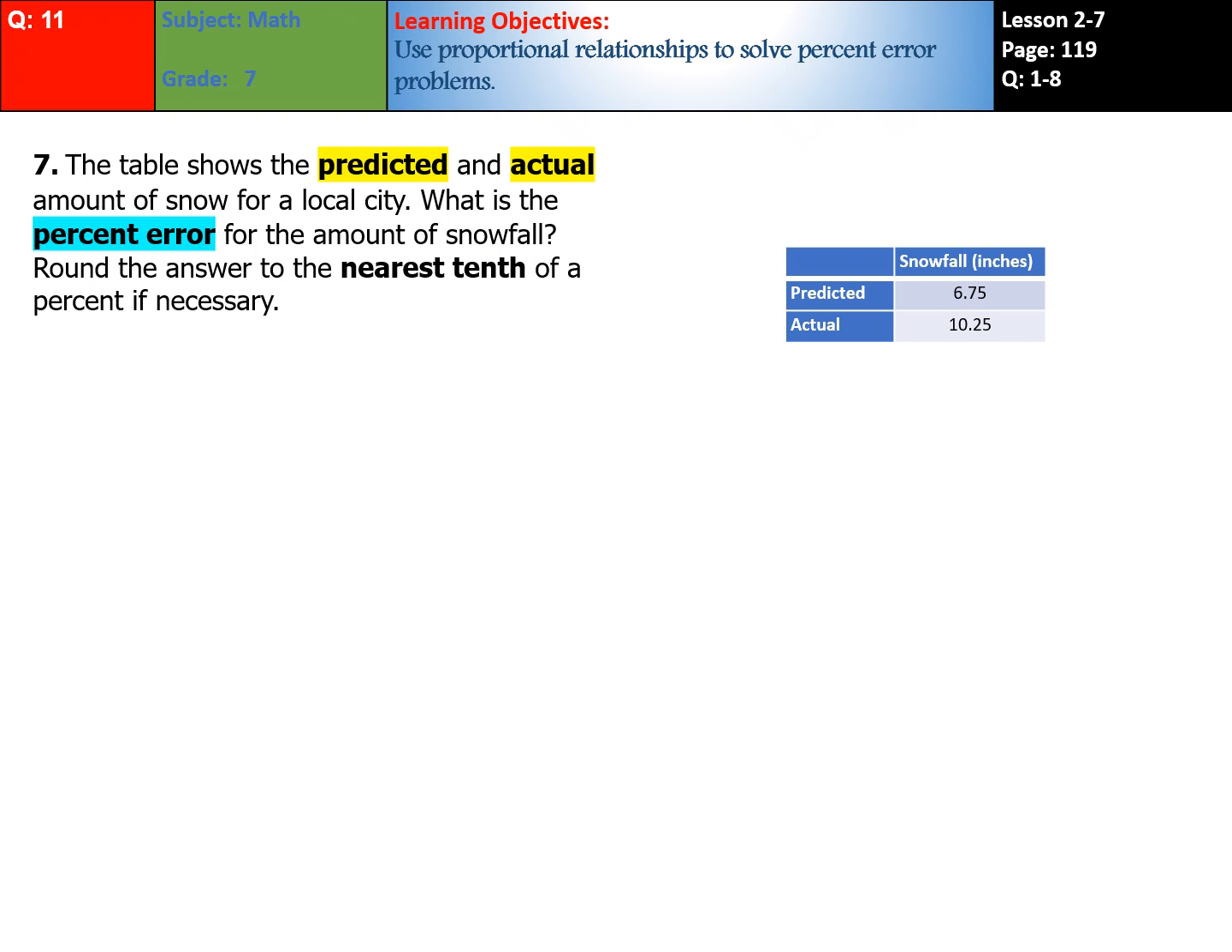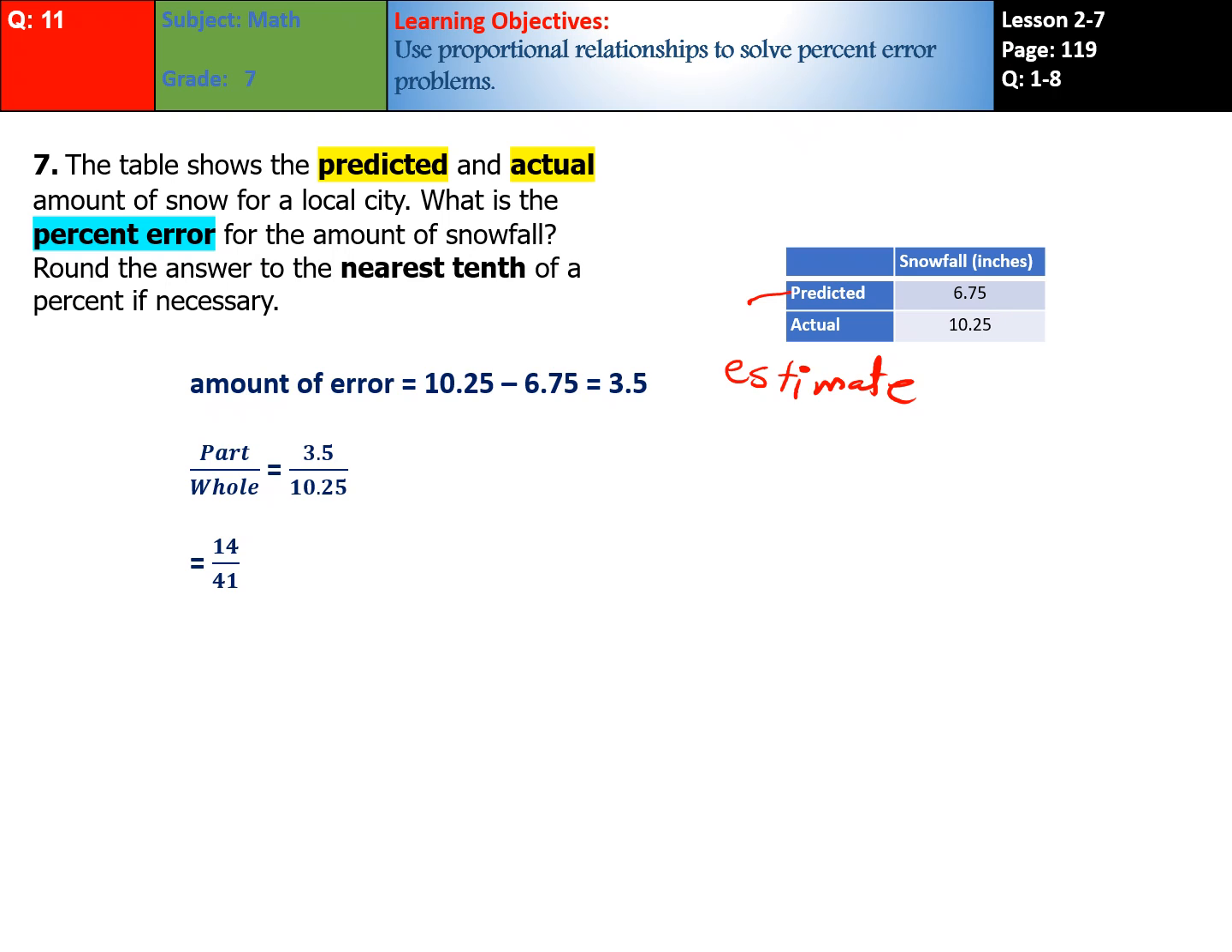The table shows the predicted and actual amount. Here predicted means estimated, and actual is the actual one. So what you will do, 10.25 minus 6.75. Now 3.5, what is the actual? 10.25. So divided by 10.25. Then again same method, you have to multiply it by 100 or convert it into decimal using long division, and then your answer should be in decimal, that is 34.1%.